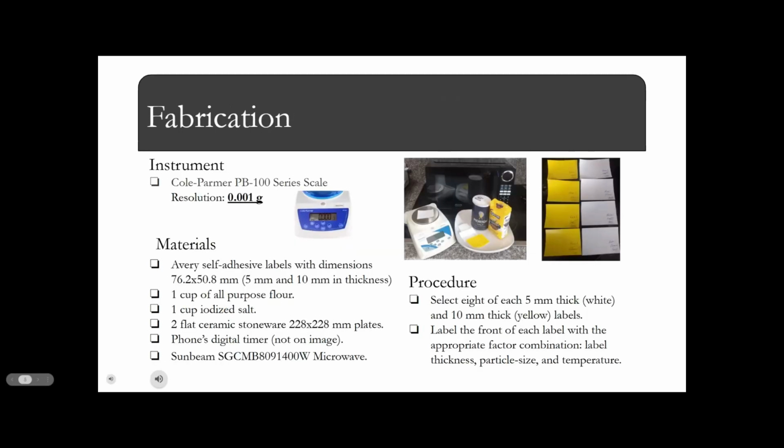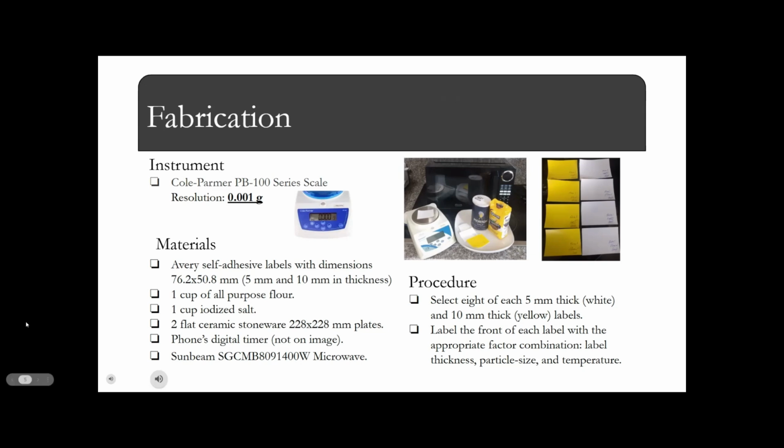Fabrication. The instrument that we use to measure the mass of each of the labels is a Cole-Parmer 100 series scale with a resolution of 0.001 grams. The list of materials includes self-adhesive labels with dimensions 76.2 by 50.8 millimeters with 5 and 10 millimeters in thickness, all-purpose flour, iodized salt, 2 flat ceramic plates, my phone's digital timer, and a Sunbeam 1400 watts microwave.